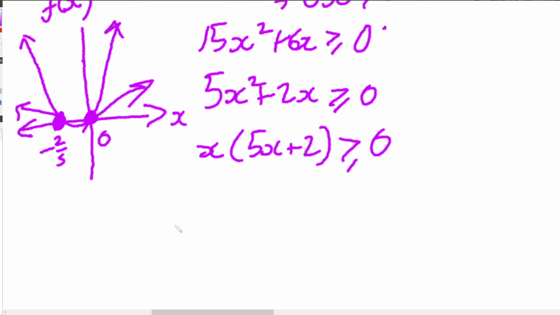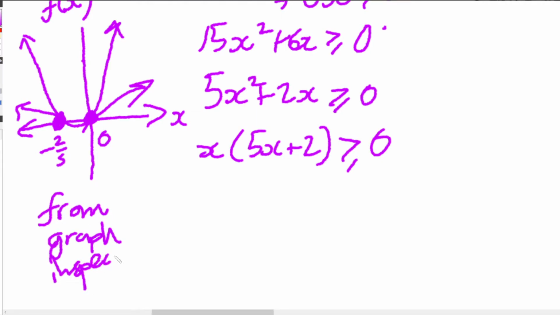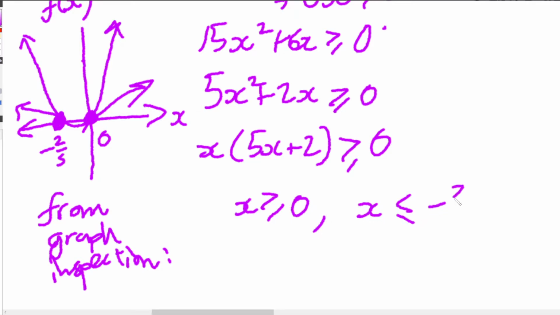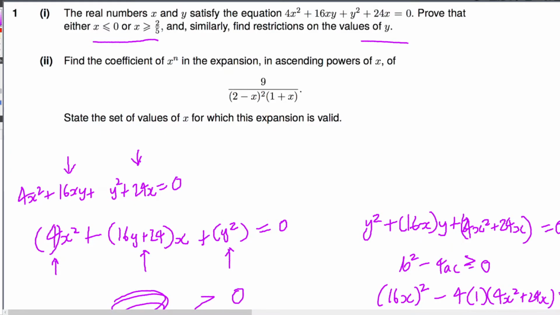Essentially, stating that from graph inspection, x must be greater than 0, or x must be less than or equal to minus 2 over 5, which is the set of conditions the question has asked us to demonstrate.